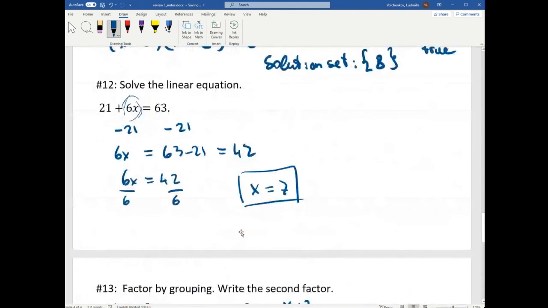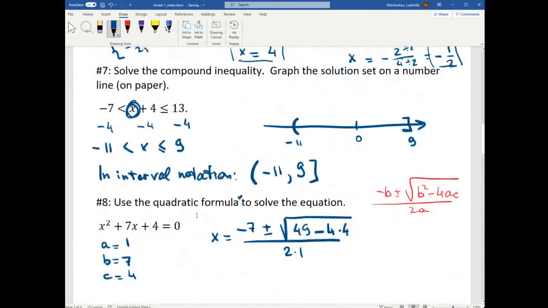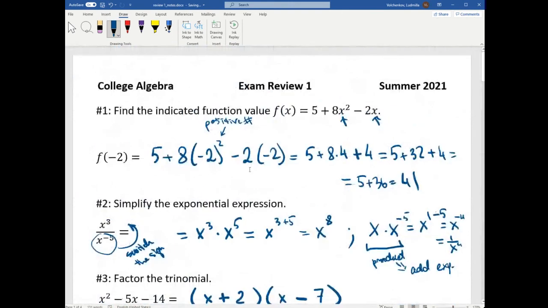So you see the exams were simple, especially when you're allowed to use a calculator. The graphing calculators are not allowed, only scientific. So graphing calculators are not allowed.